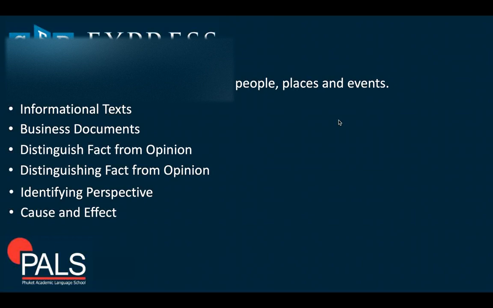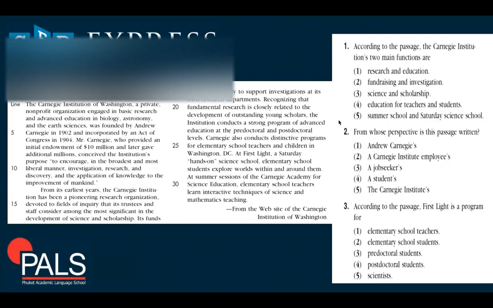Okay, now that I've explained, now let's look into a text.